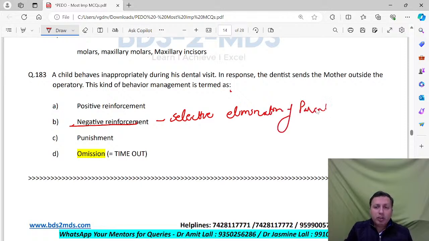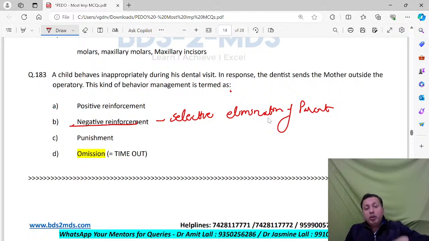Either the father or the mother will remain inside the operatory. So we ask the parent, suppose if you are able to handle the child when you are inside the operatory, or if you are able to see it if the child cries. If the mother says no, I'm not able to see, then we say okay, the mother should sit outside the operatory, the father will remain inside the operatory.